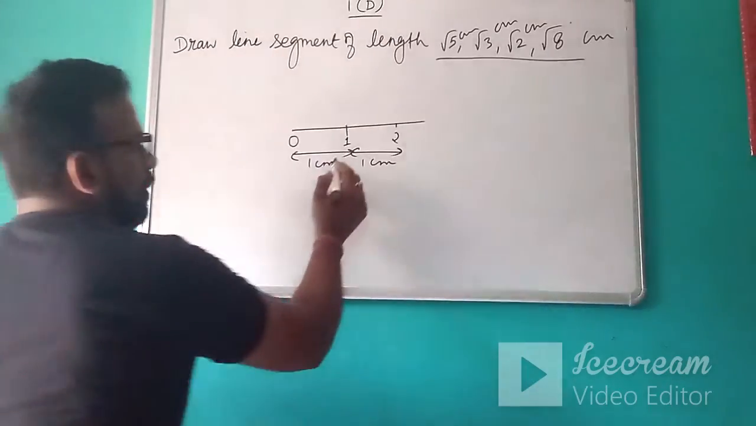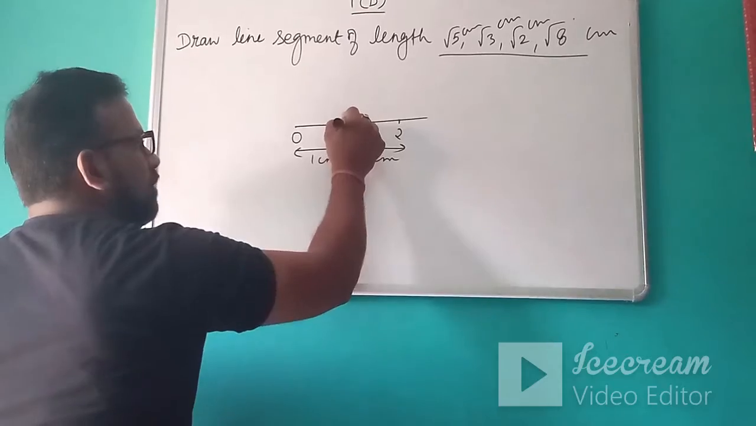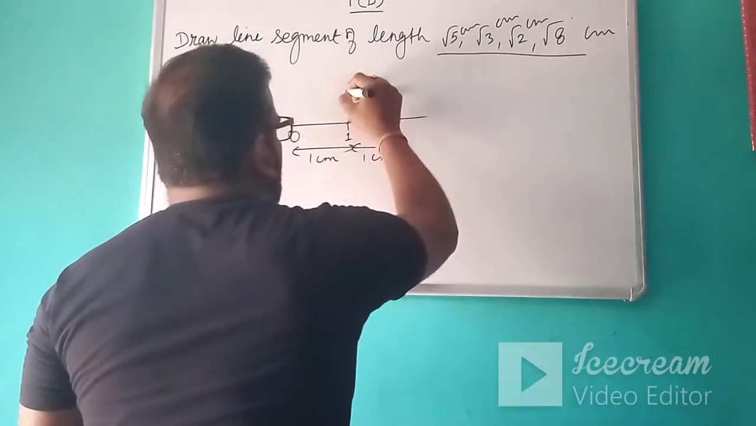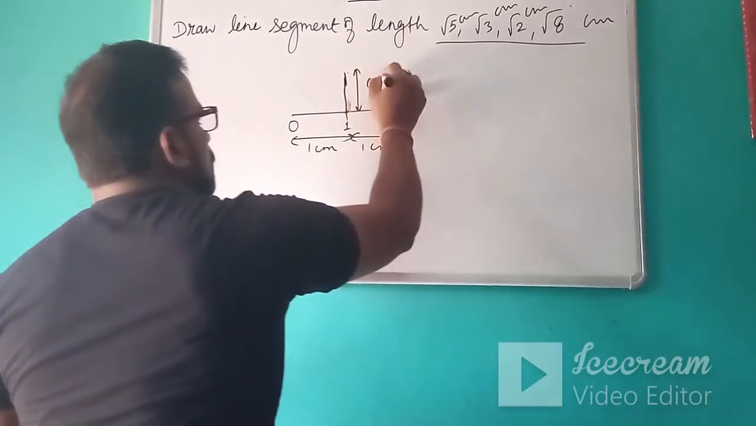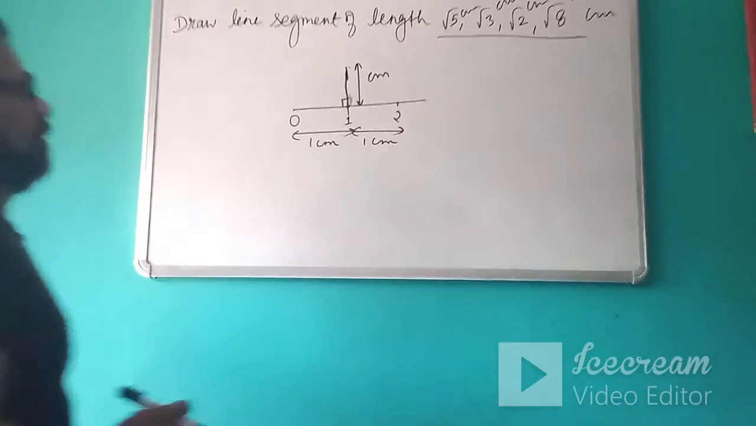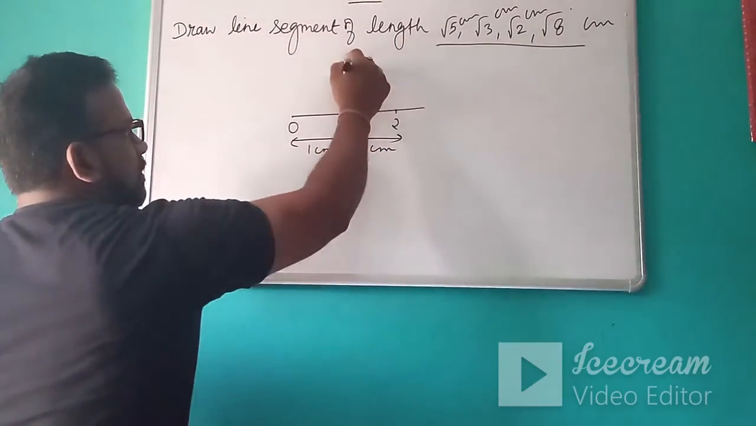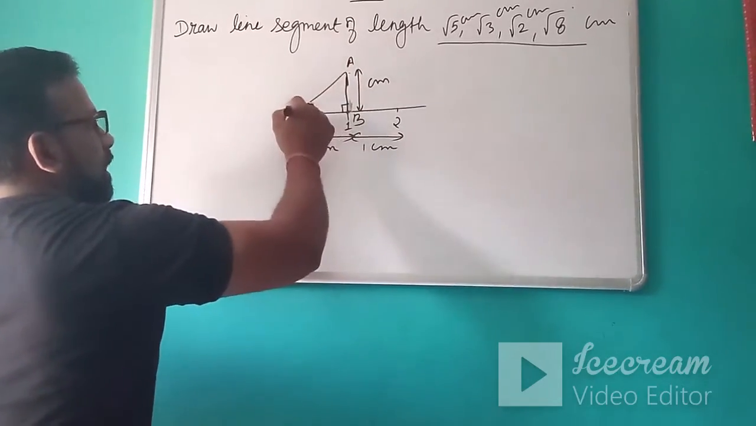So what I will do, I will draw a line segment of 1 centimeter here. Then here I will again draw a perpendicular line of 1 centimeter. Okay, this should also be 1 centimeter and it should be perpendicular to it. Let it be A, let it be B. So we will join O and A.